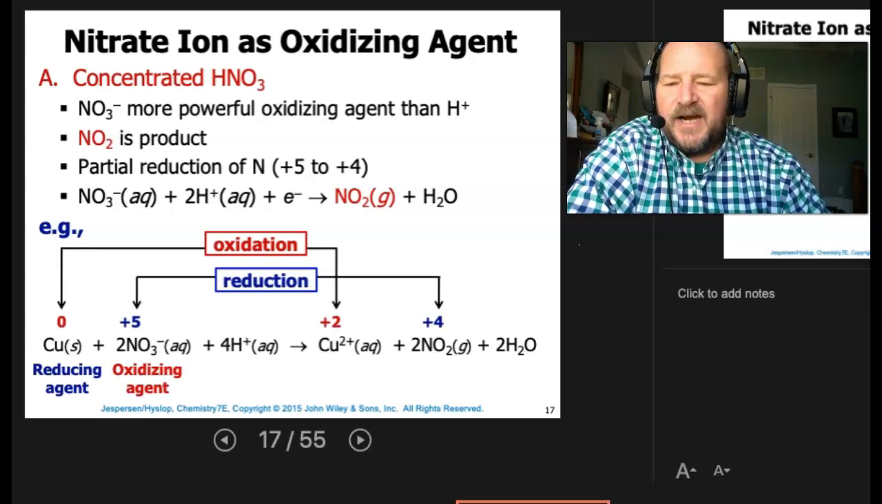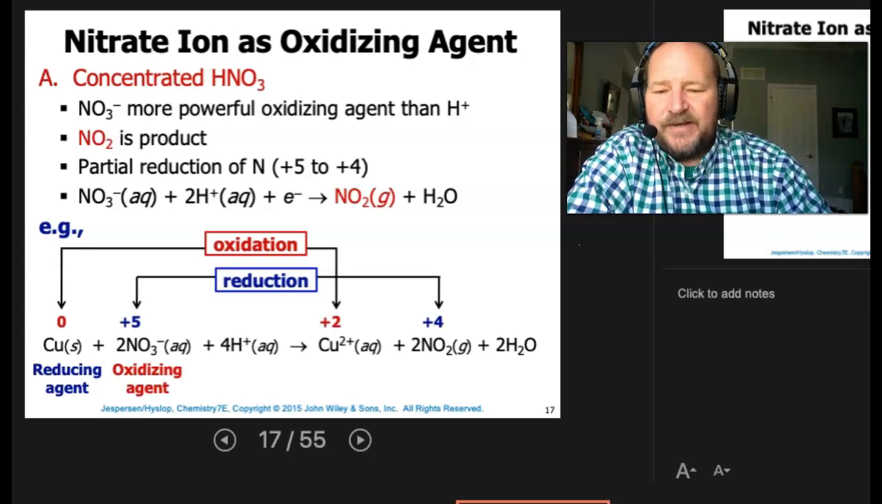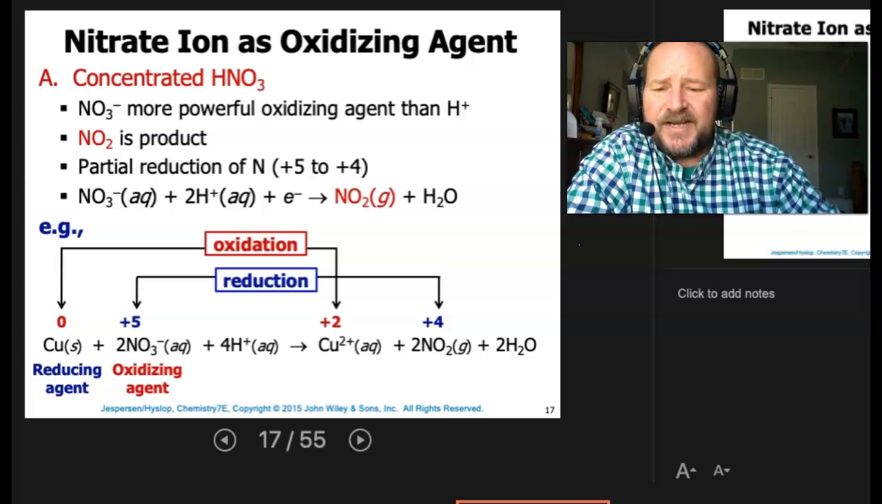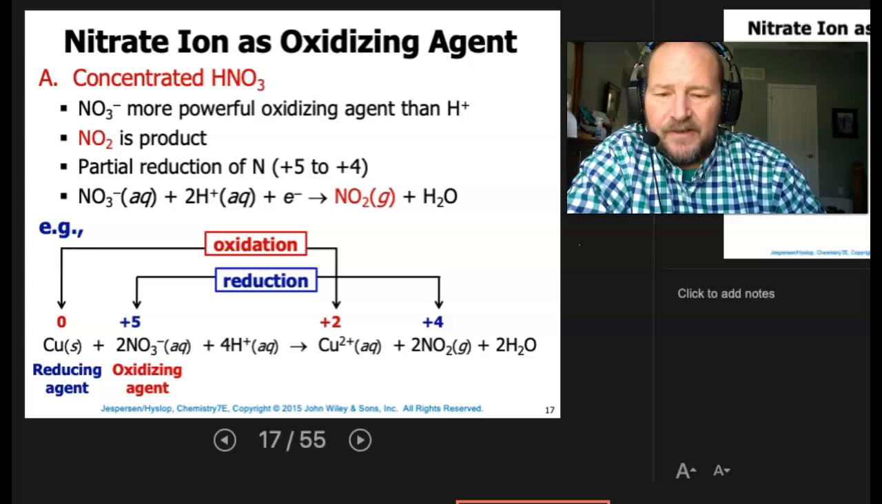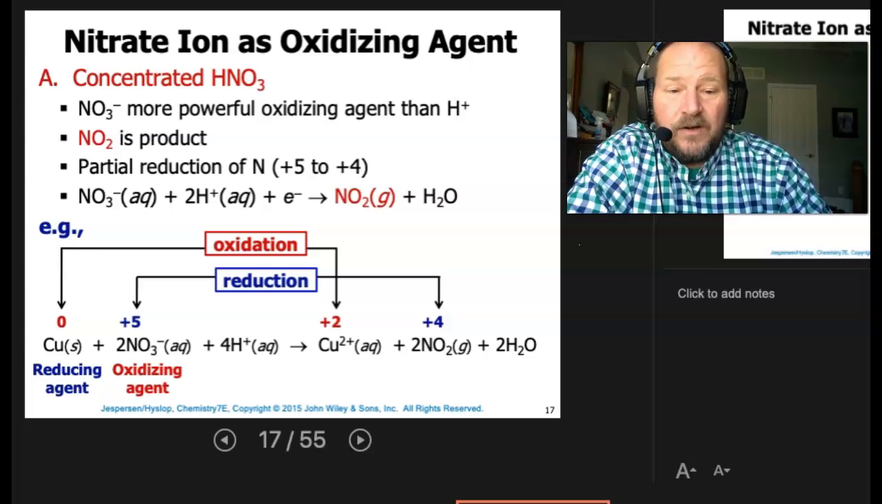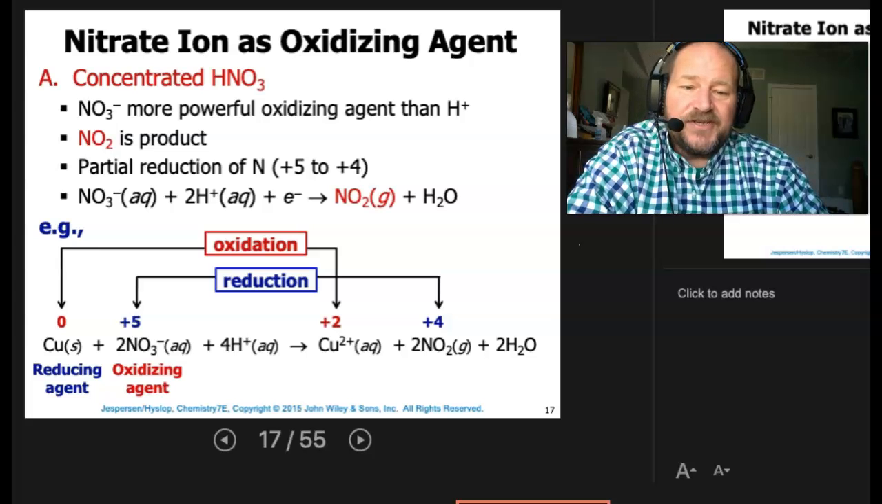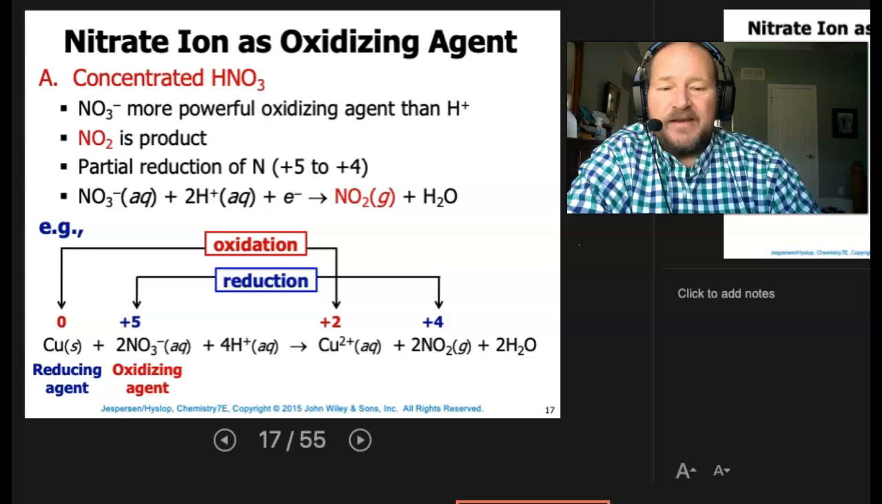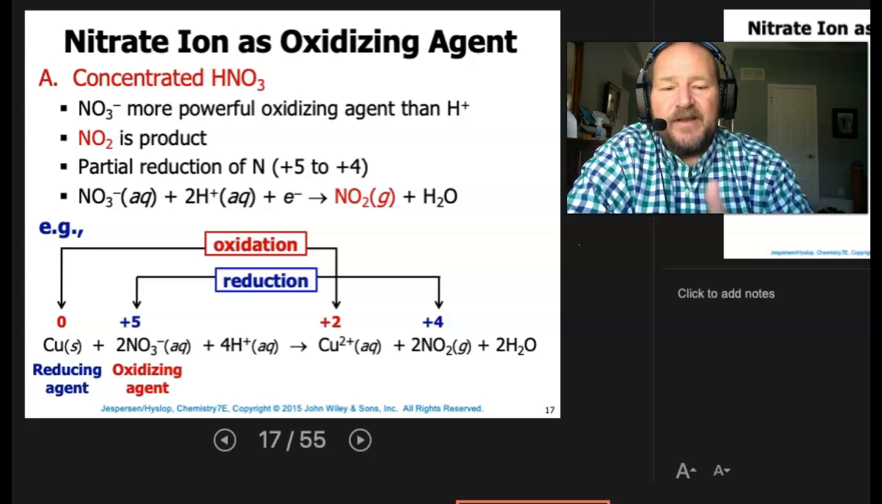So in other words, we could take copper and mix it with nitrate under acidic conditions. So we added acidic nitric acid. The copper now will oxidize to Cu2+ as the nitrate becomes NO2 gas. So in other words, if we took copper and mixed it with something like HCl or H2SO4, nothing happens. But if we add nitric acid, now something will happen.